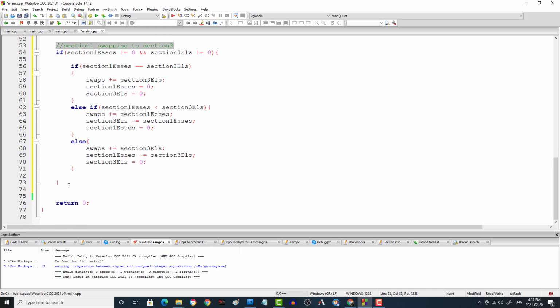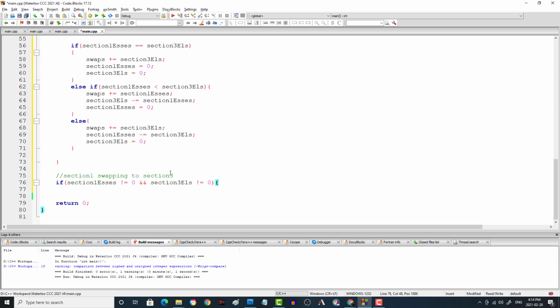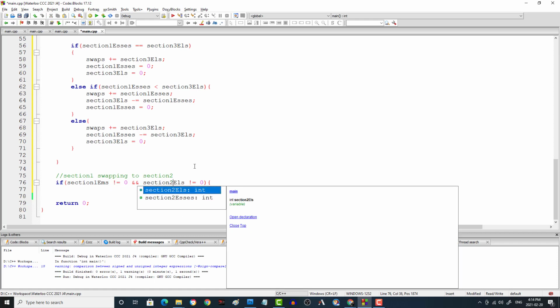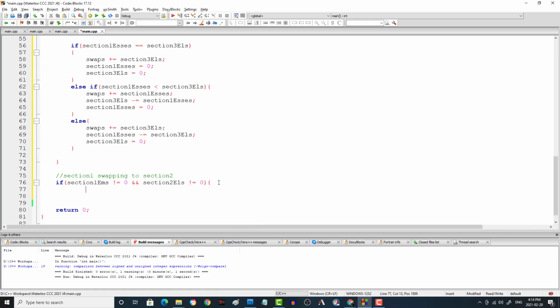Okay, we got to do the same thing now, but we got to do it from 1 and 2, between section 1 swapping from 1 to 2. So in this case, I really only care about section 1's M's, okay, and section 2's L's. So that's what I'm considering here.